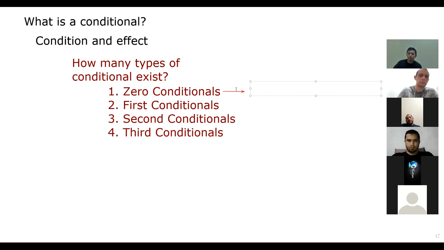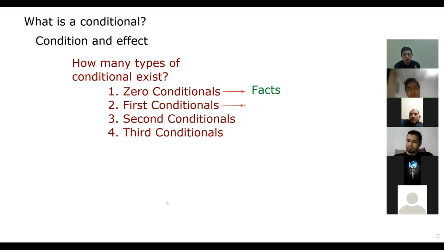Who knows? I don't, teacher. Okay, very good. All right, so zero conditionals, guys, talk about facts, okay? All right. Then we have first conditionals. They talk about possibilities. Write it down, guys, okay? Because I'm gonna ask you later. All right, then you have second conditionals. I think you know this one, guys. What do second conditionals talk about?